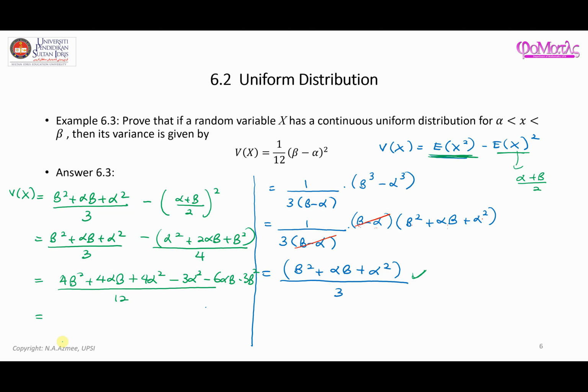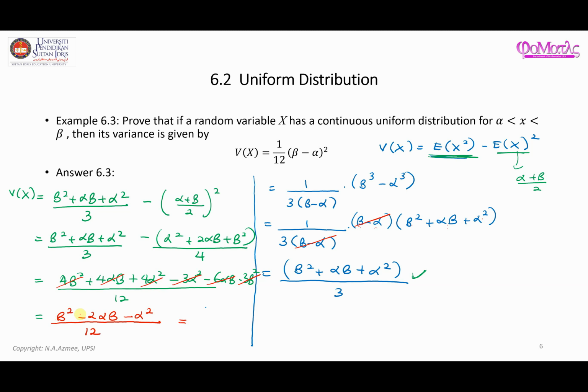Okay. Next, we can simplify that. For example, this one here, 4 beta squared with negative 3 beta squared, 4 minus 3 becomes beta squared. Next, 4 alpha beta with negative 6 alpha beta, so that is negative 2 alpha beta. 4 alpha squared minus 3 alpha squared, so that is alpha squared, all over 12.